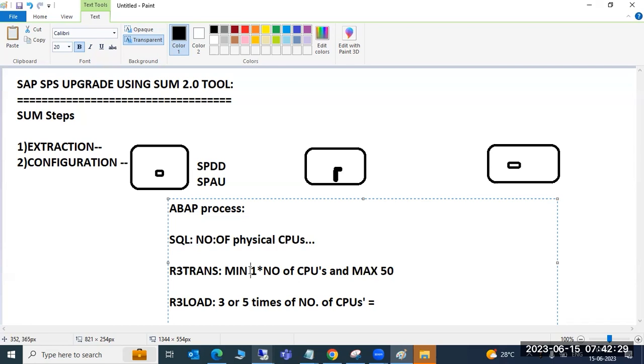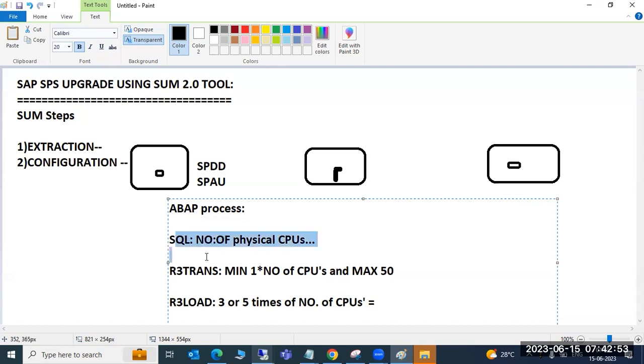So this is the recommendation. These are SAP recommended settings that we have to give. We are not giving them blindly from my own recommendations. We have to provide SAP's own recommendations for how many processes during uptime and how many during downtime, right? Same logic.